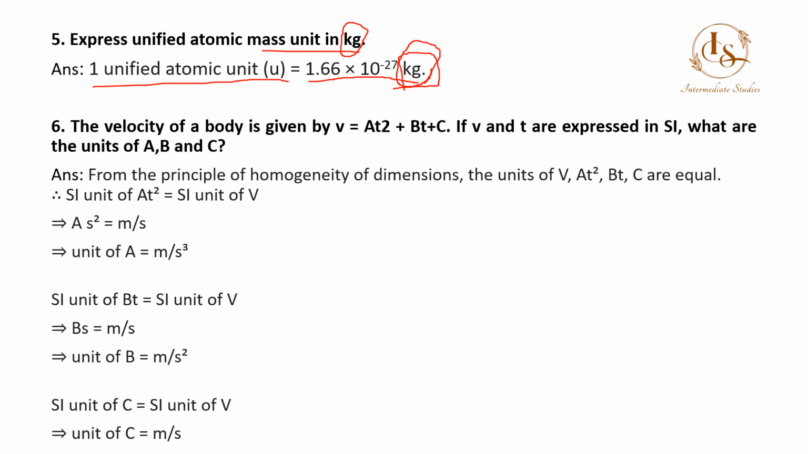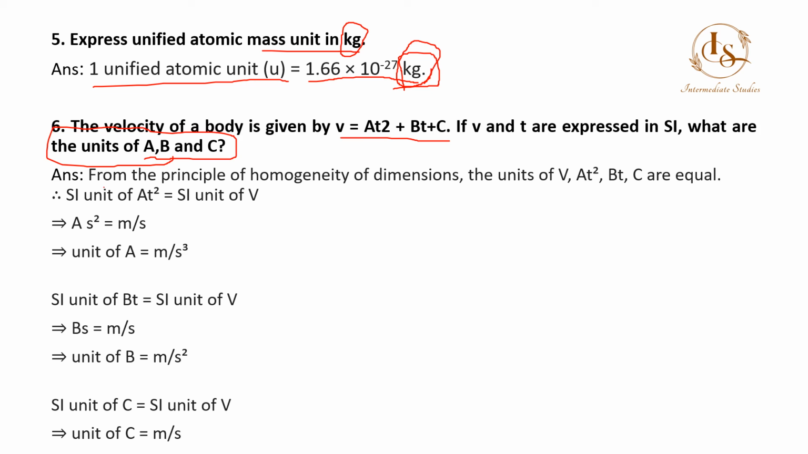In the sixth question, the velocity of a body is given by v is equal to at square plus bt plus c. If v and t are expressed in SI, what are the units of A, B, and C? Here in the question, they are asking for three units. What is the unit of A? What is the unit of B? And what is the unit of C? And don't forget to write for these three variables.